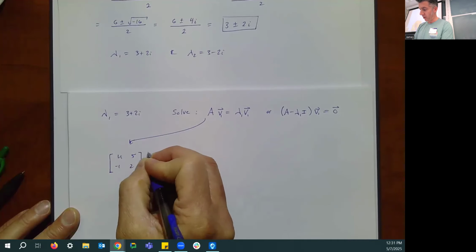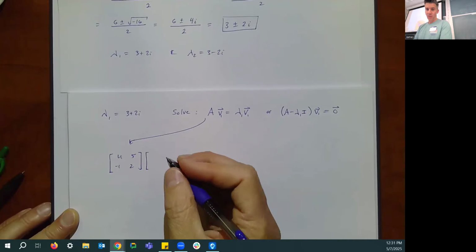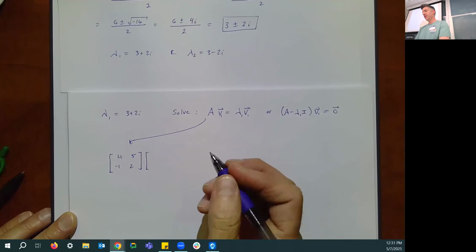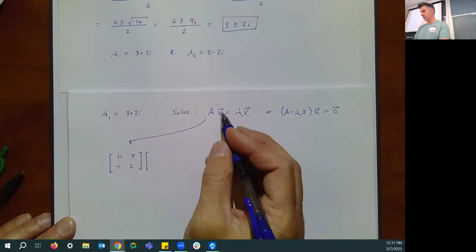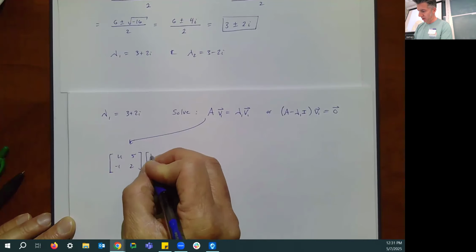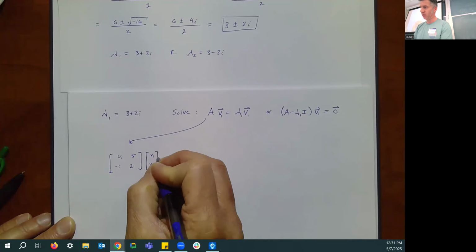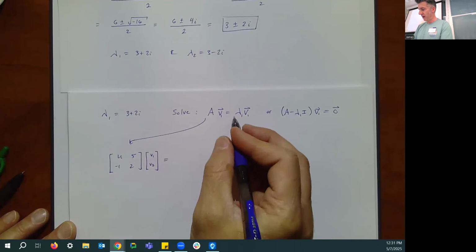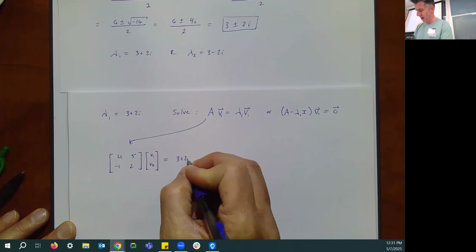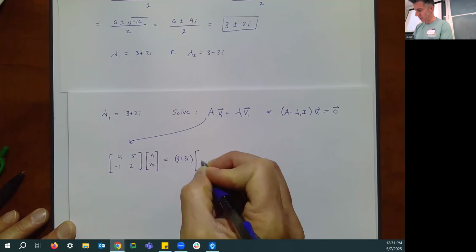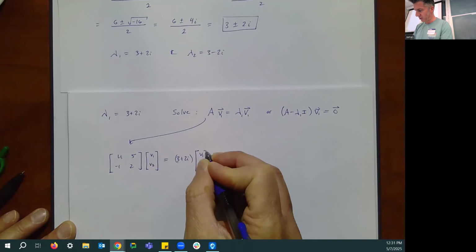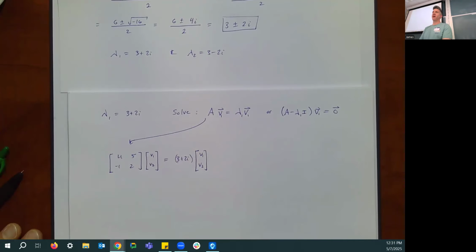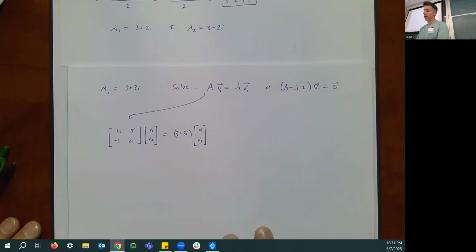times our eigenvector that we're trying to find. I'm almost always going to call it xy. I feel like this is where I don't love all the notation stuff. I think Lee likes to call it v1, v2. I'm pretty sure that's what he usually does. Equal to my eigenvalue 3 plus 2i times, again, the eigenvector v1, v2. I really like to use xy though, because well, fine.